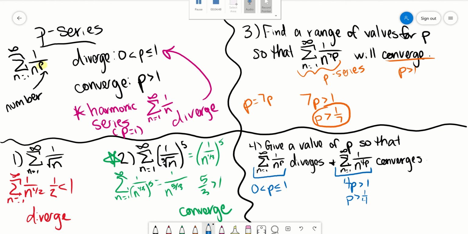So if we want a number that's going to make the first one diverge and the second one converge, we need something greater than 1/4, but also less than or equal to 1. So let's say we pick p equals 1/2. For the first one, 1/2 is less than 1, so it diverges. For the second, 4 times 1/2 is 2, and 2 is greater than 1, so it converges. So p equals 1/2 is a value that makes the first one diverge and the second one converge. Those should be all the things you should see with the p-series. Let me know if you need any help on anything.